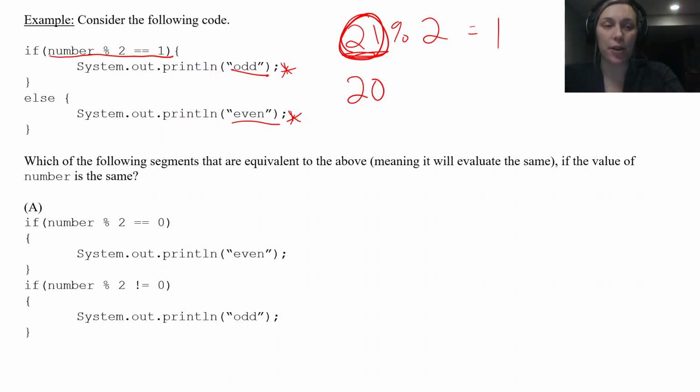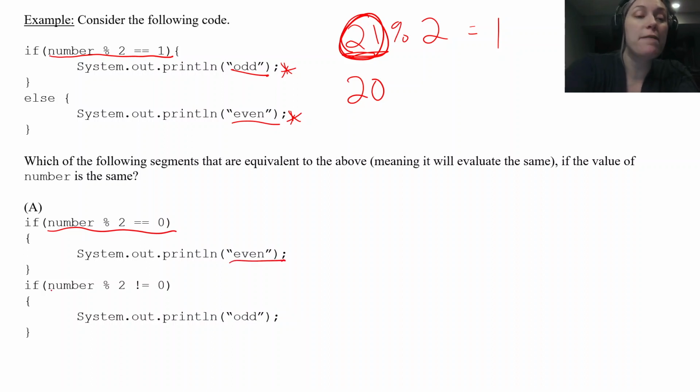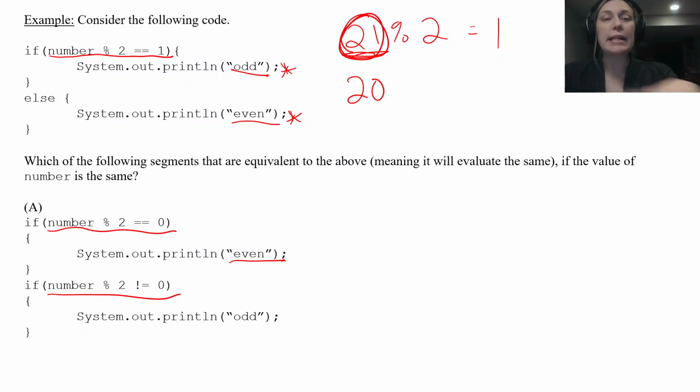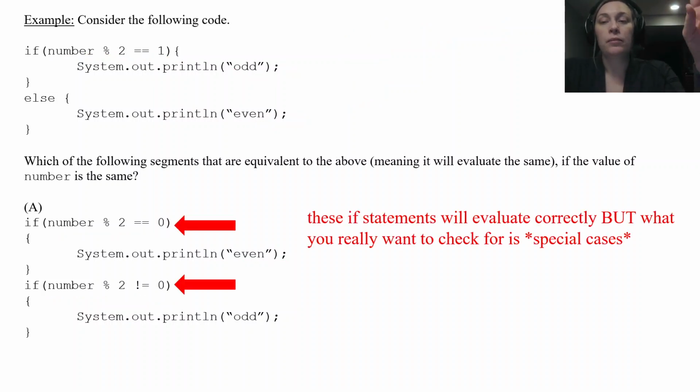So let's look at A first. You see A, it starts off and it says if number mod 2 is equal to 0, print even. If number mod 2 is not equal to 0, print odd. So you can see how it's trying to say the same thing as that code segment above, but it's just saying it in a different way. So it wants to know, is it going to evaluate to be the same thing? First off, the statements are correct. Everything about the syntax is correct. If the number is 20, it prints off even. If number is 21, it's going to print off odd.